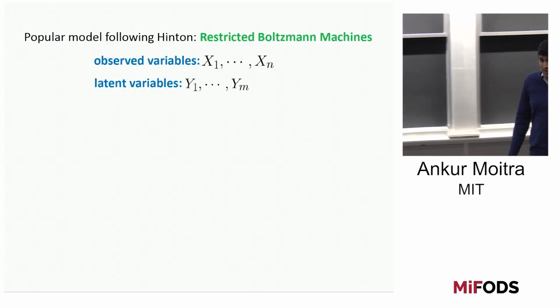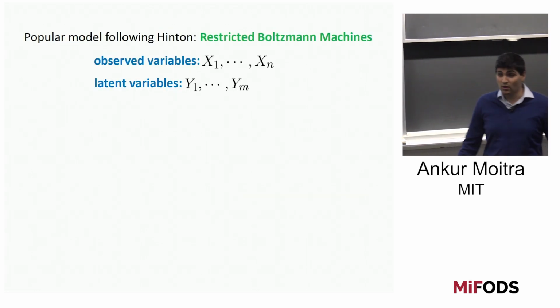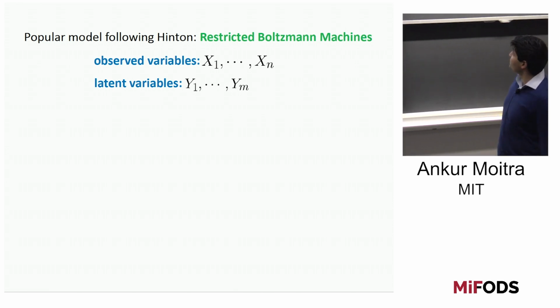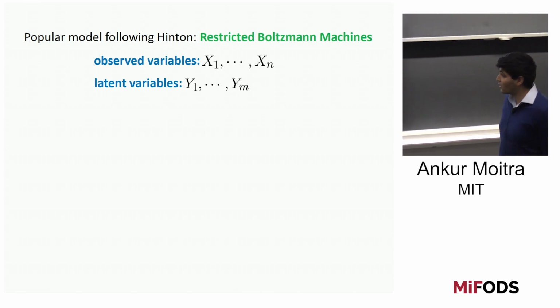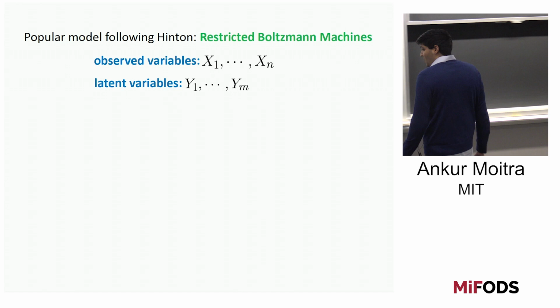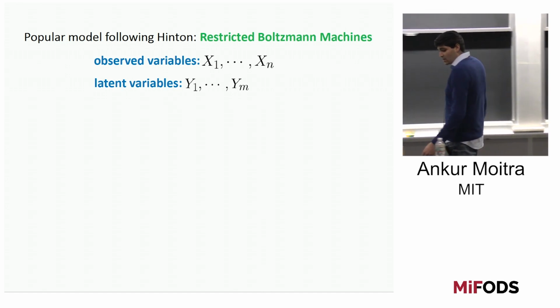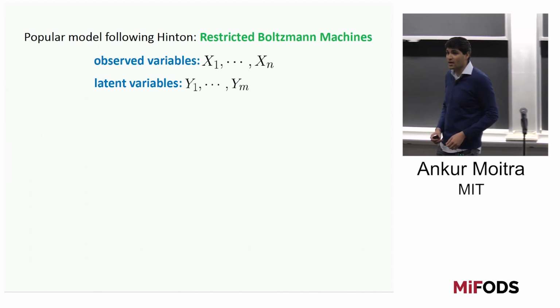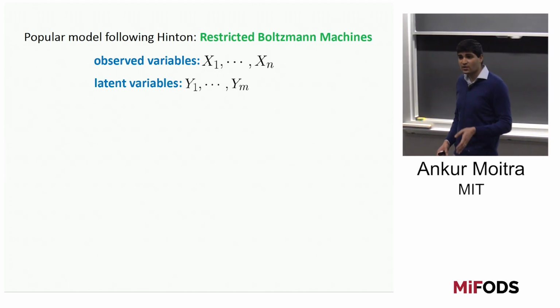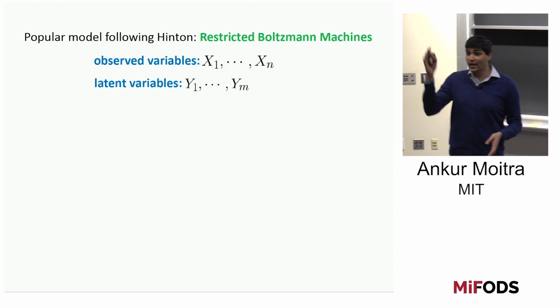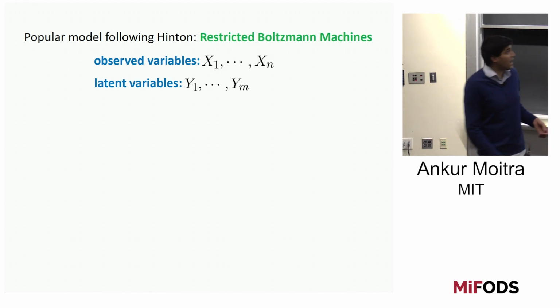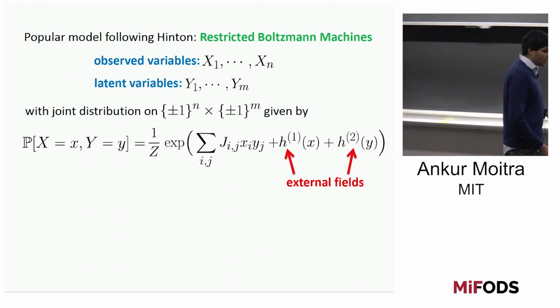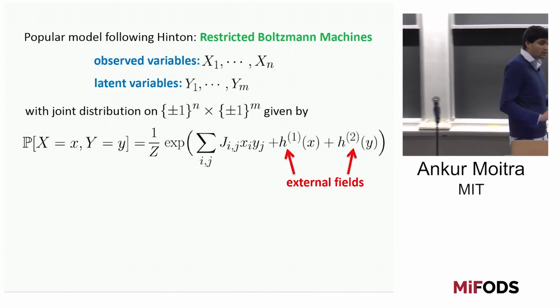So in any case, with that as the motivation, let me tell you one of the most popular latent variable models, which was popularized by Hinton and collaborators. It's called the restricted Boltzmann machine. It's really just an Ising model with some set of latent variables. In fact, the underlying graph will be bipartite. So there's a set of observed nodes, x1 through xn, and there's a set of latent nodes or hidden nodes, y1 through ym.